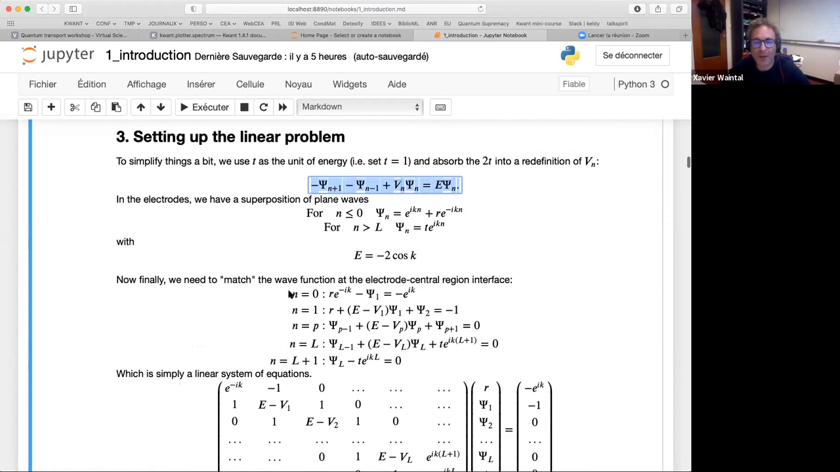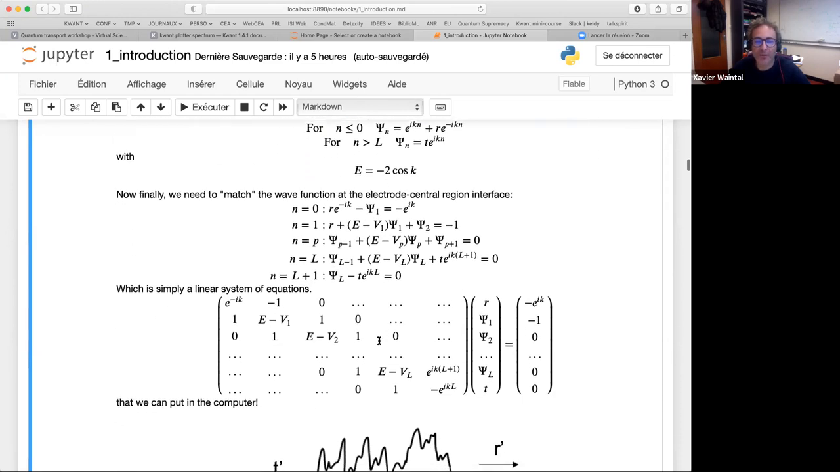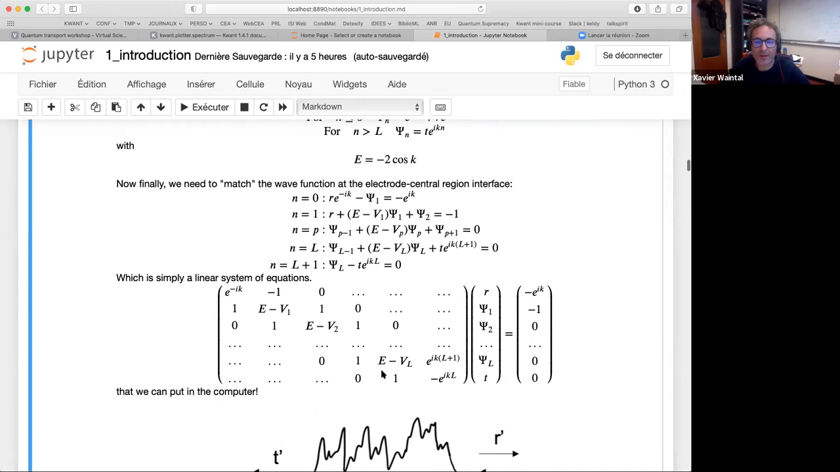So if you write this equation at these 4 locations, somewhere in the middle, and at the boundary between the left and the next one, or also n equal L and L plus 1, you find a set of 5 linear equations like this, which I can rewrite in a matrix form like this. This and that is exactly the same, I just rewrote it. So you see that I have a linear problem.